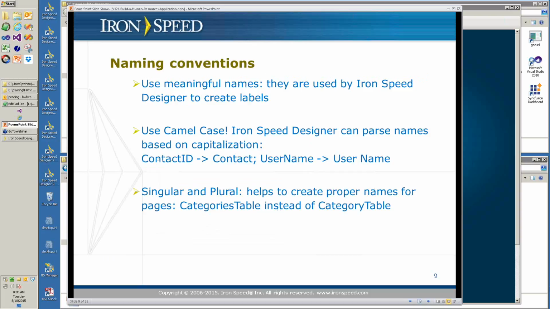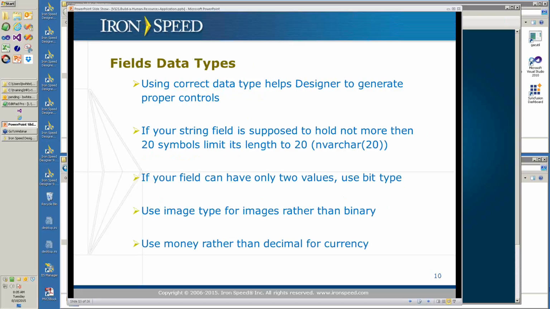Now, since Iron Speed Designer uses the names in your database to create your application, be sure to use meaningful names for tables and fields in your database so that your application will reflect those names. You can use camel case, and Iron Speed Designer will parse the words into separate words. You should try to use singular and plural in a consistent manner so that your application will be consistent.